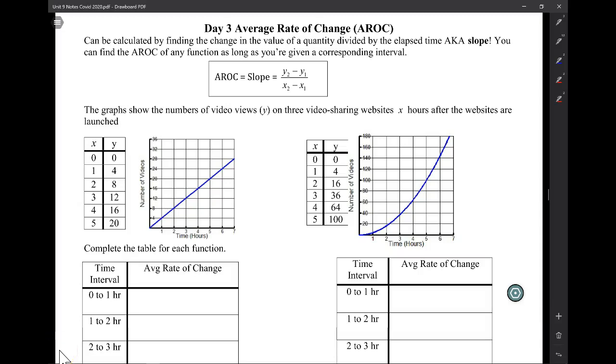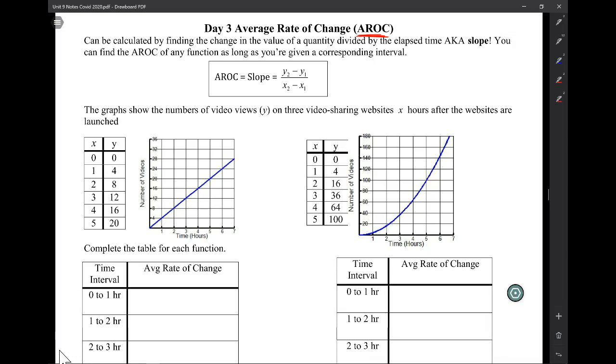All right, welcome back for day 3 of Unit 9. Today we are going to be discussing something called average rate of change. You might hear me refer to it as AROC, as you see here up in the title. It just stands for average rate of change.